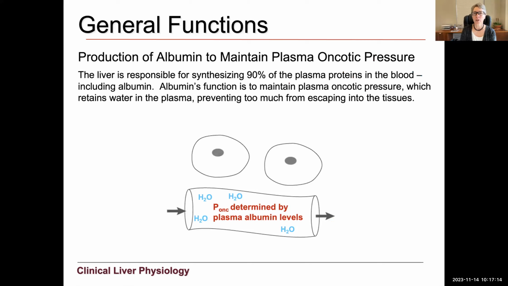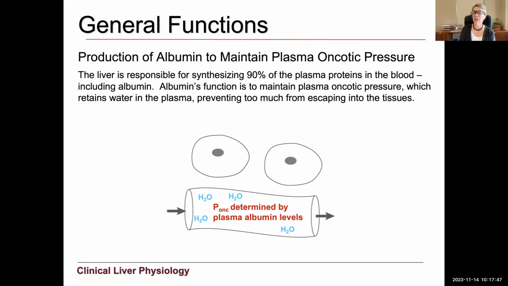Another important function of the liver, specifically the hepatocytes, is to produce plasma proteins. There are several plasma proteins that the liver produces. One of them is called albumin. Albumin is just a very generic plasma protein. It's fairly small. The liver produces lots of it, and we can measure albumin levels in the blood with a blood test. The function of albumin is to maintain something called plasma oncotic pressure.